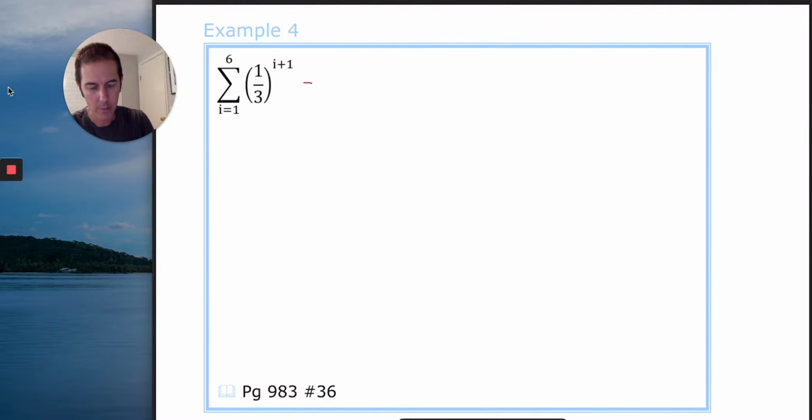Let's write out at least the first two, let's even write out the first 3 terms. So I've got 1/3 to the, take our I value of 1, plug it in here, add 1 to it, it becomes a 2.